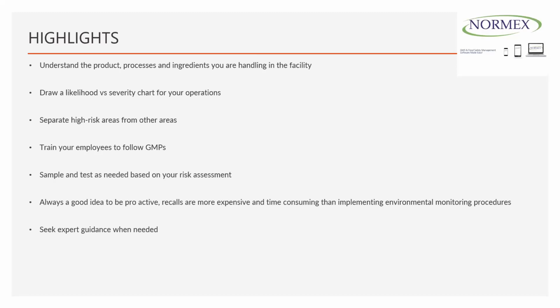Draw a likelihood versus a severity chart for your operations, like how severe the issue is and how much it's suffering. Separate high-risk areas from other areas. Train your employees to follow GMPs. Train your employees if they're moving from the washup room directly to the production area: they need to change their gloves and change their uniform, and then come into the production area.